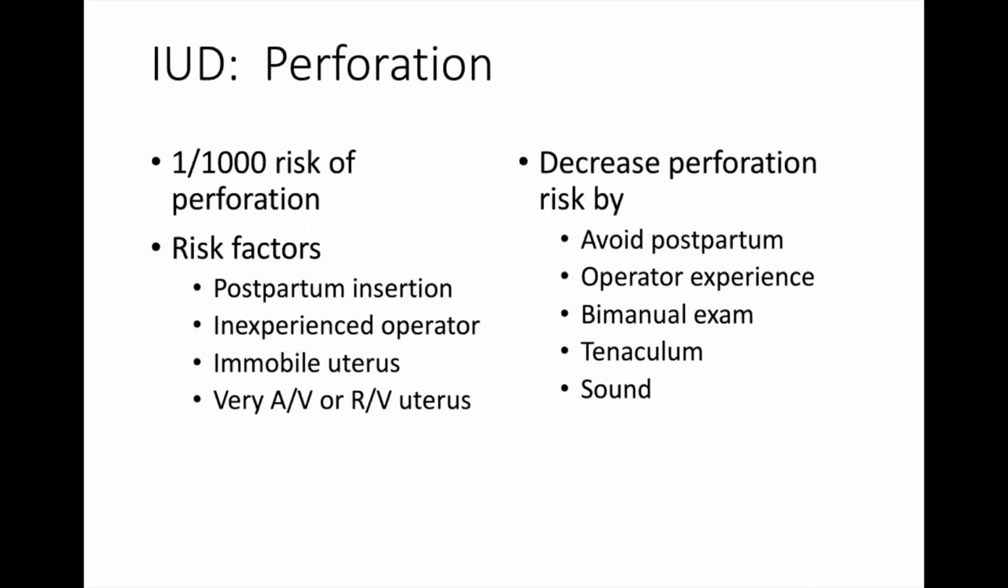IUD perforation: there is a 1 in 1,000 risk of perforation. Risk factors, of course, postpartum insertion, unexperienced operator, immobile uterus. So if somebody has endometriosis or a large fibroid, very anteverted or retroverted uterus, all of these will increase the risk of perforation. To decrease the risk of perforation: avoid, of course, postpartum insertion. The operator must be experienced in inserting the IUD by manual examination, use a tenaculum to straighten the cervical canal, and sound the uterus.